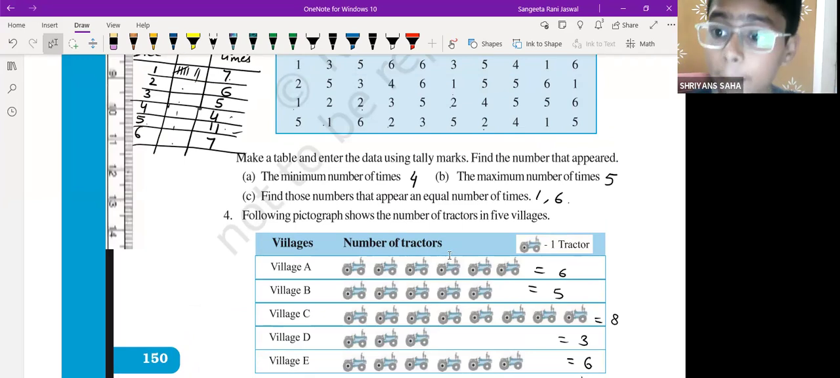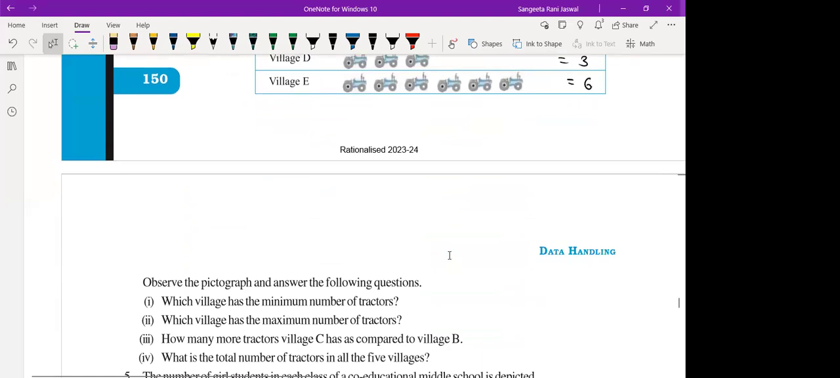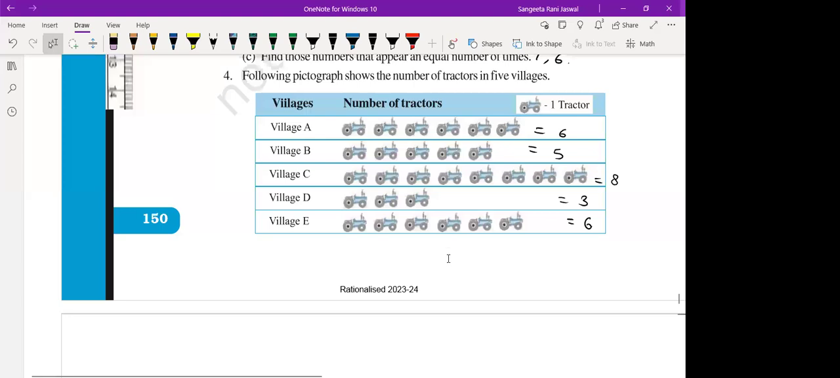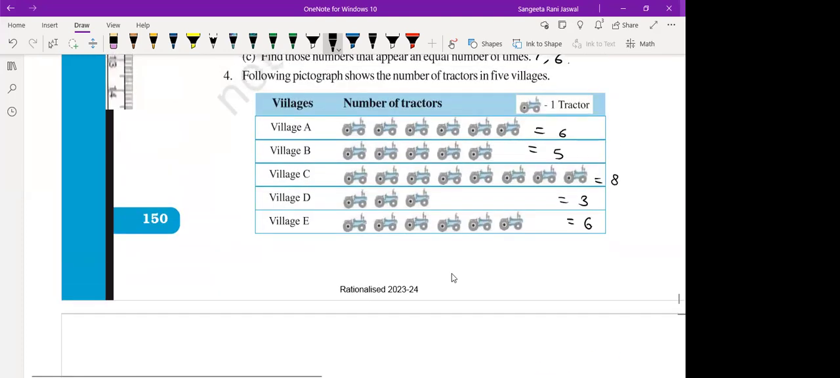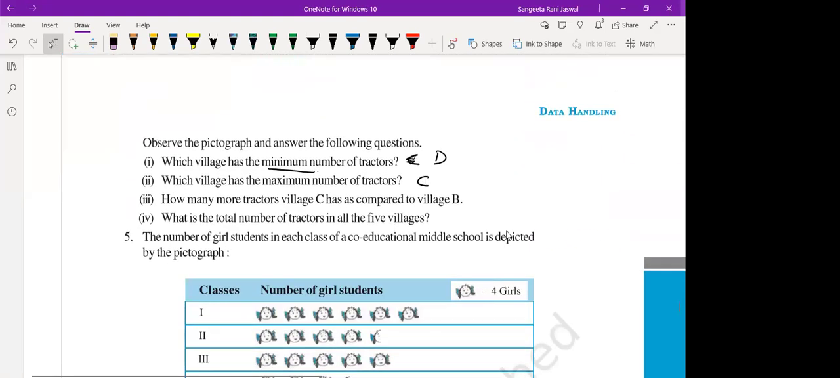Village C. Village C, okay. I'll write here C. Which village has the max? Tell the minimum number of tractors. This is C. So minimum number is which one? D. Okay, this is D. How many more tractors village C has as compared to village B? Village B has 5. Village C has 8. That means it has 3 more.